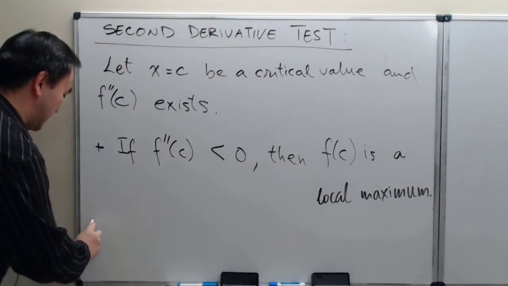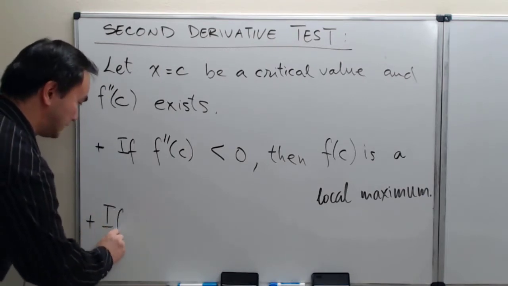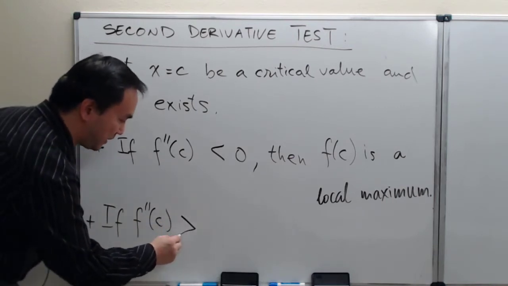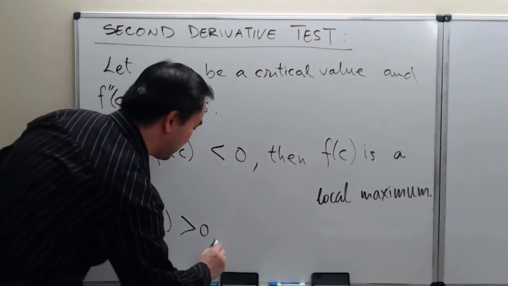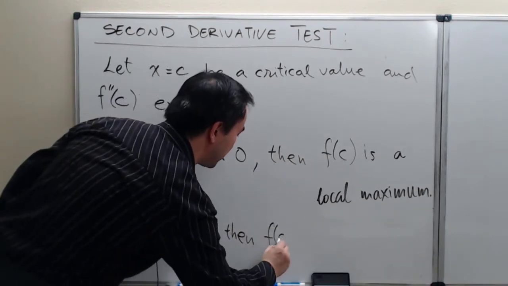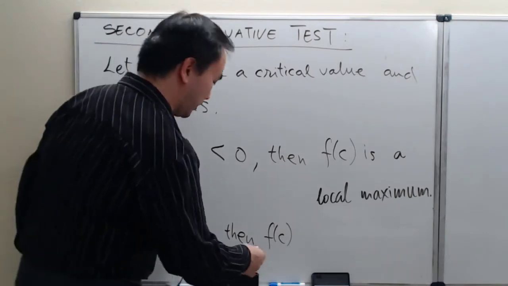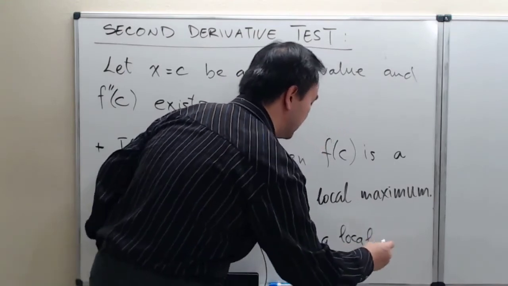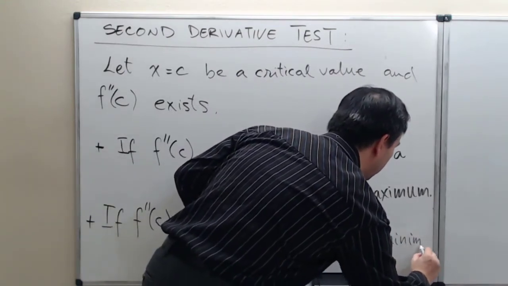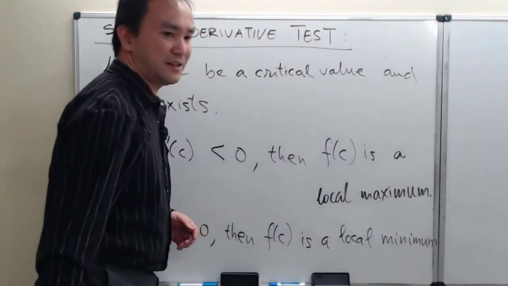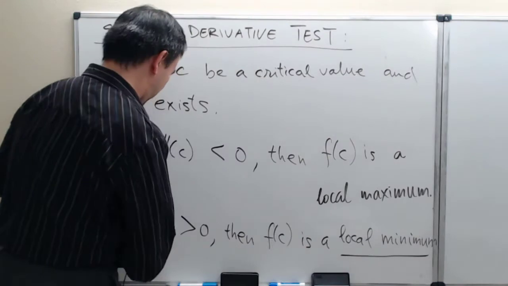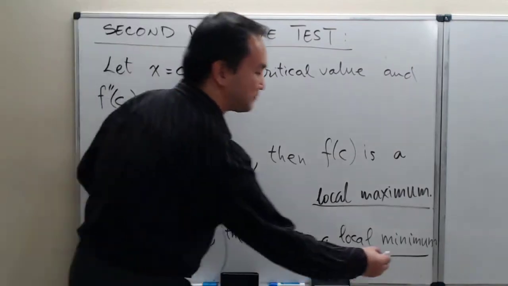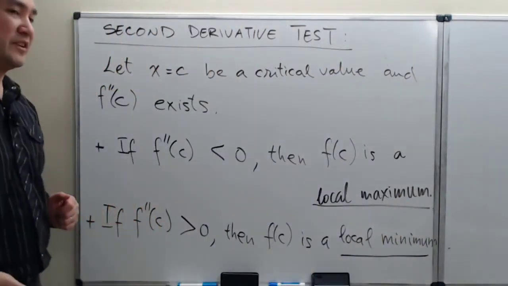And on the other hand, if the second derivative at our critical value is a positive value, then the value of the function f of c is a local minimum. So we will have a local minimum in this case, and a local maximum in the other case. And that's how we come up with the so-called second derivative test.